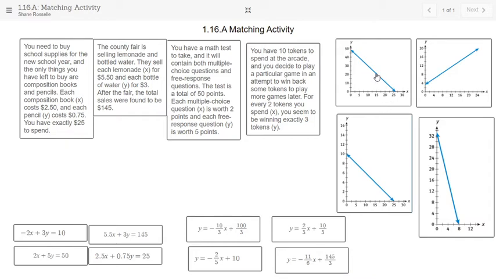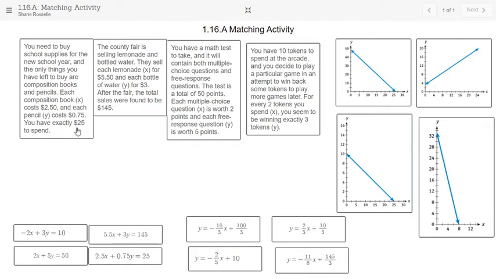graph. So let's look at the first scenario right here, and it says you need to buy school supplies for the new school year, and the only things you have left to buy are composition books and pencils. So you have two things, composition books and pencils. Each composition book X costs $2.50, and each pencil Y costs 75 cents. You have exactly $25 to spend.